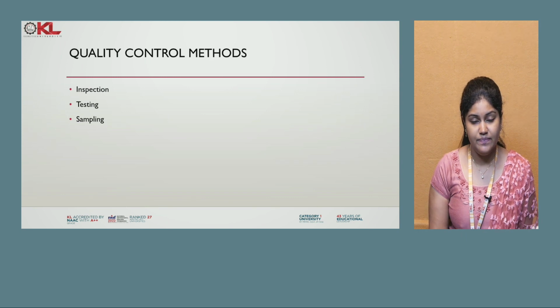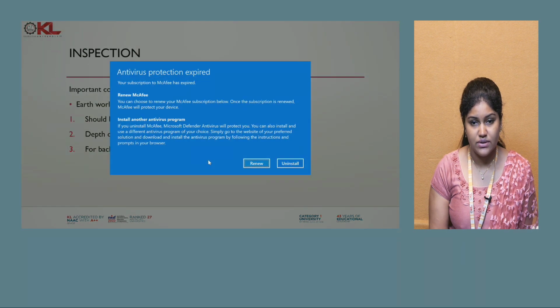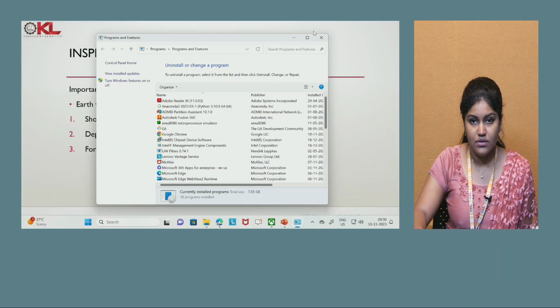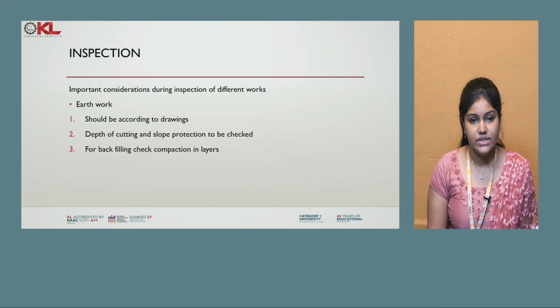Quality control methods. In the quality control methods, what are the methods involved? First method is inspection, second method is testing, and third method is sampling. So in the first method, inspection, what do we need to consider? Important considerations during inspection of different works. What are the important considerations we should look at during the inspection of different works?